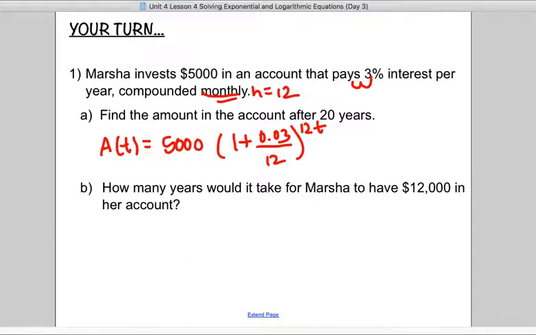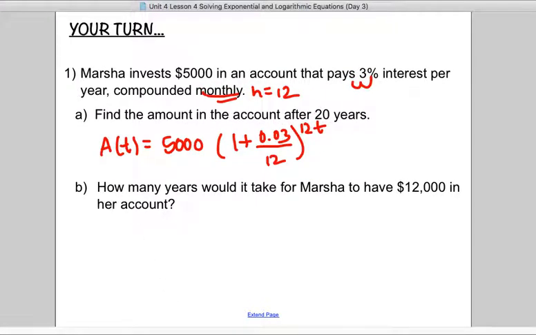Now we need to figure out for 20 years. So we need to find A of 20. So we will type in all of this, and we're going to plug in a 20 here. So when you do that, after 20 years, you should have $9,103.77.